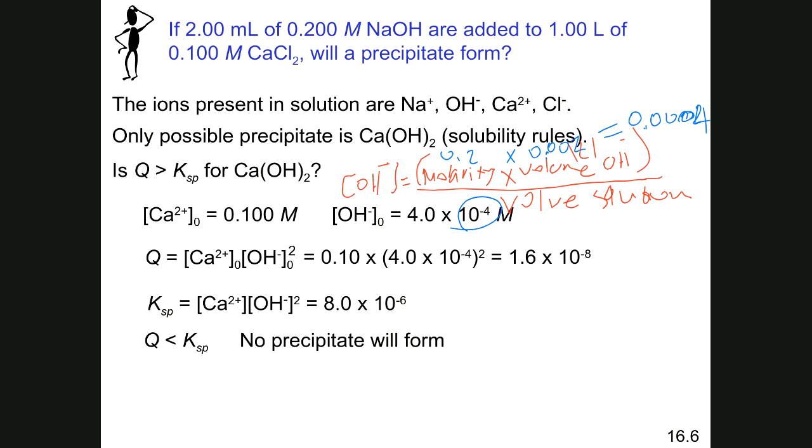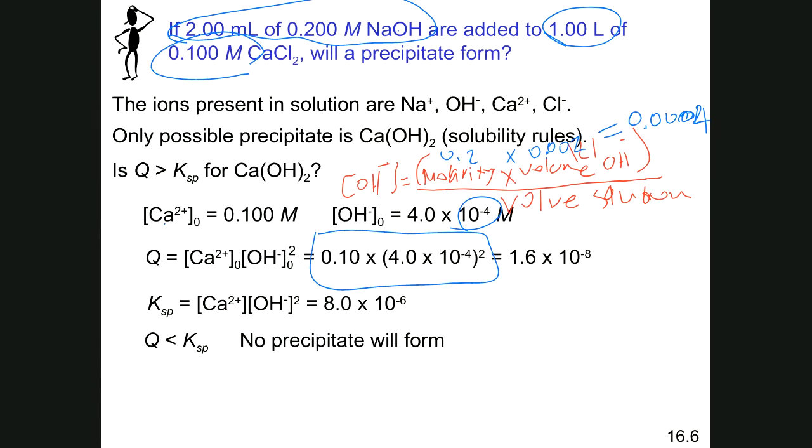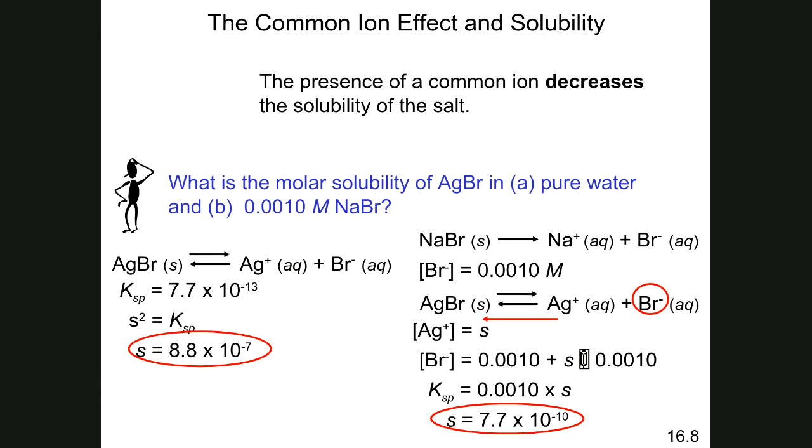The information is not given directly. It's indirect information that is given to you, and you are expected to find the concentration of hydroxide ion first. So you have the concentration for calcium ion because it is 1 liter, and you have the molarity, and then the concentration for hydroxide ion needs to be calculated in the new volume. When we find this value, is this greater than KSP or less than KSP? KSP value is 10 to the -6, Q value is 10 to the -8, so it's smaller than KSP, and because it's smaller than KSP, no precipitate is going to form. So that's one of the applications for solubility, to find out if the precipitate is going to form or is not going to form.